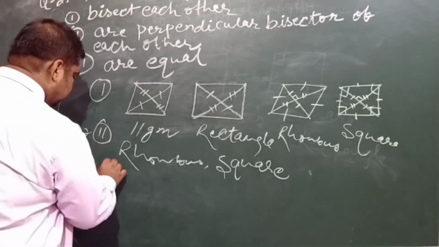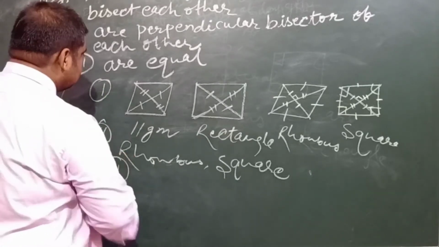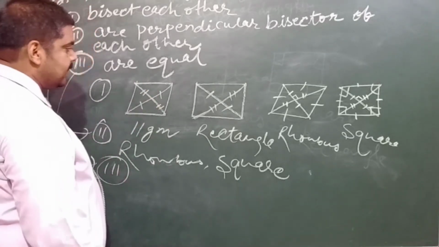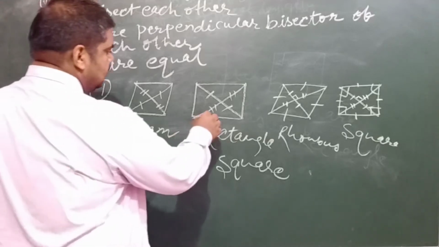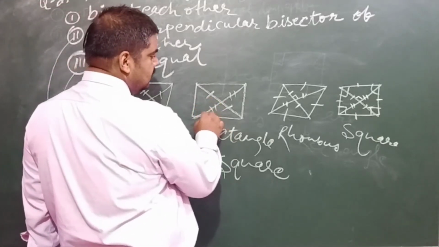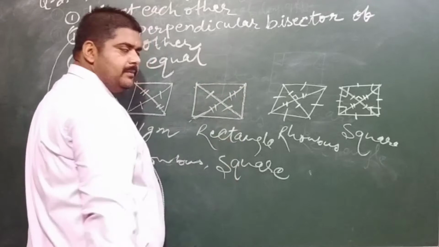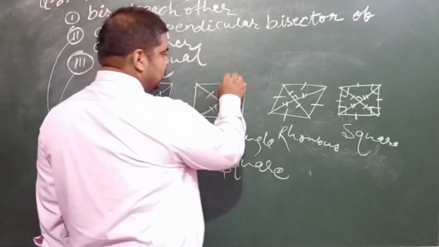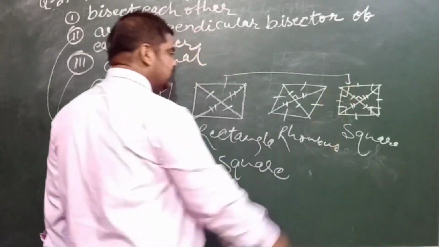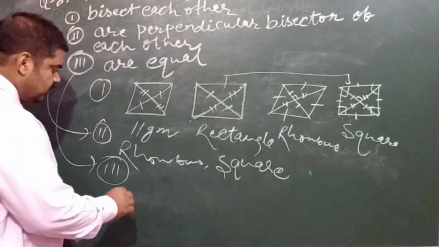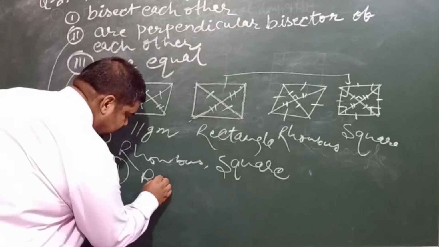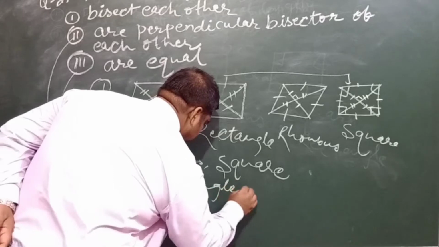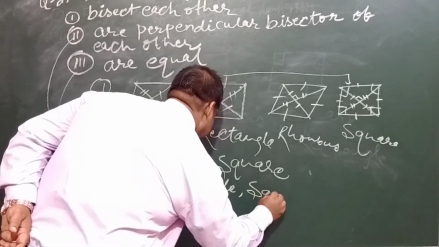The solution of the third one: the diagonals are equal. You know that two cases apply: one, you may use a rectangle, because in this case diagonals not only bisect each other but are also equal. So one option you may take is a rectangle and second you may take a square, and this is why its solution is: first one is rectangle and second one you may use a square.